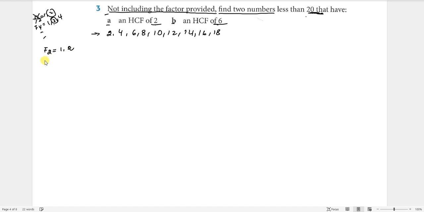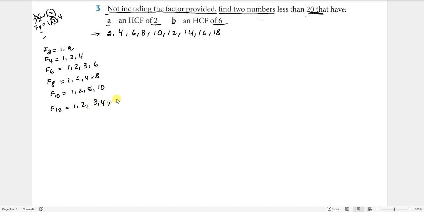Okay, then we have F4: 1, 2 and 4. We have F6: 1, 2, 3 and 6. We have F8: 1, 2, 4 and 8. We have F10: 1, 2, 5 and 10. F12: we have 1, 2, 3, 4, 6 and 12.